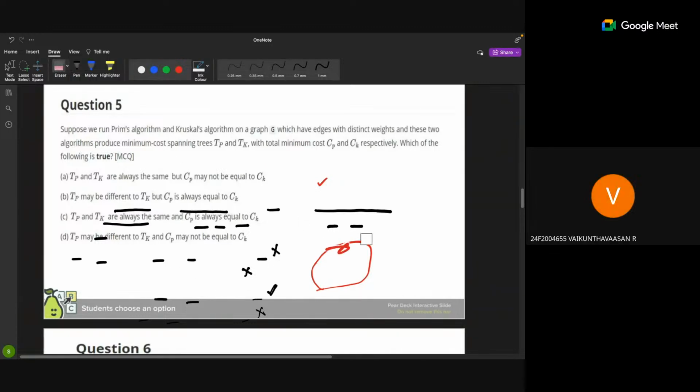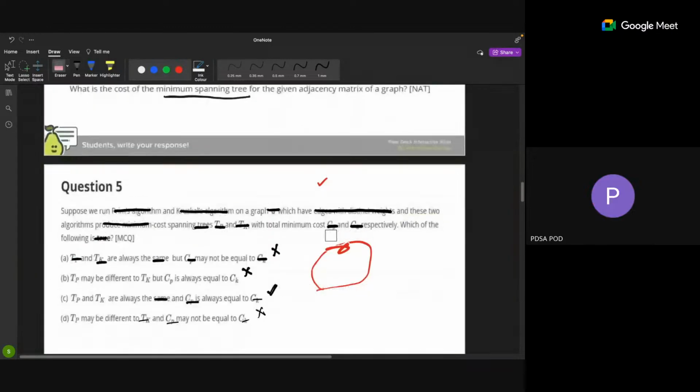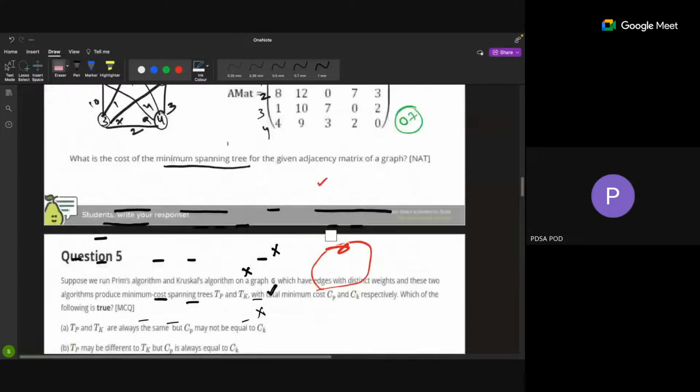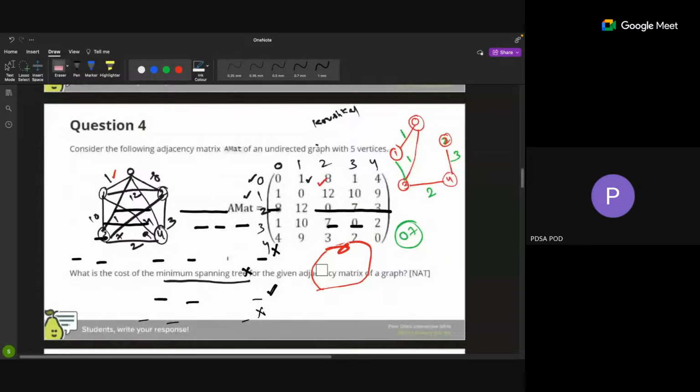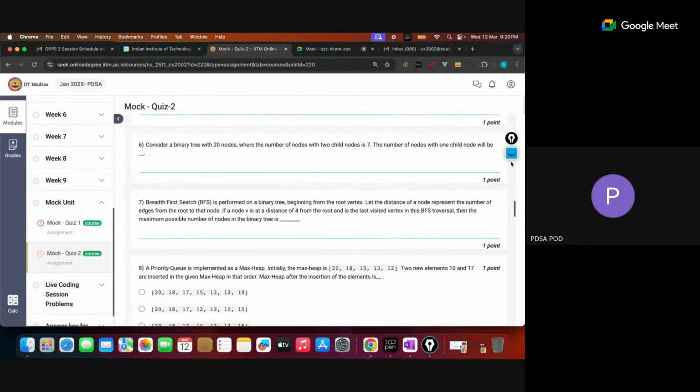Sir, can you show that graph for the previous question? Wait, I'll show it. And this part is not there. Where is it?